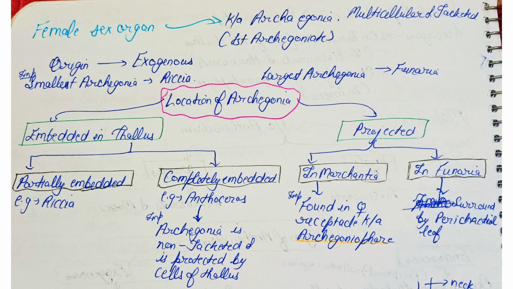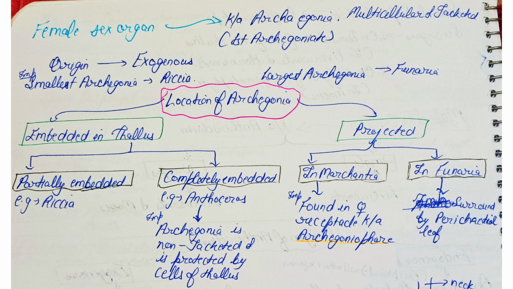The female sex organ is multicellular and jacketed, and it is first archegoniate, where the female sex organ is known as archegonia. The origin of antheridia was both endogenous and exogenous, but the origin of the female sex organ is purely exogenous. The smallest archegonia is seen in case of Riccia and the largest in case of Funaria.